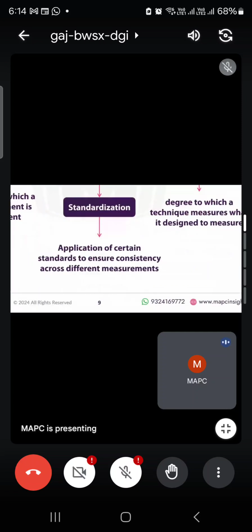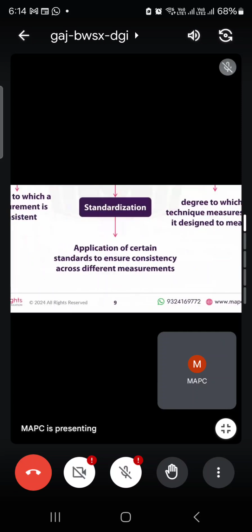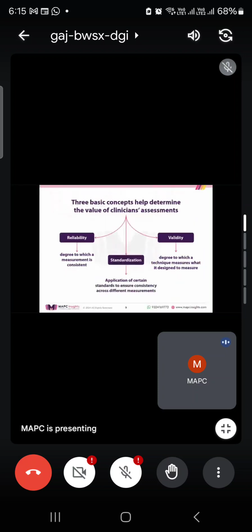And standardization is the application of certain standards to ensure consistency across different measurements. The process should be standard, the process should be consistent, so that is taken care of by standardization.